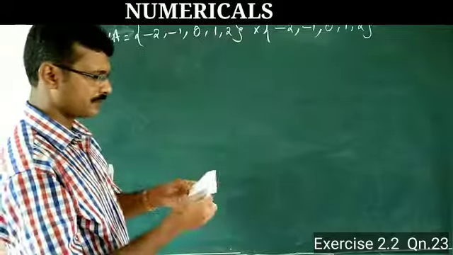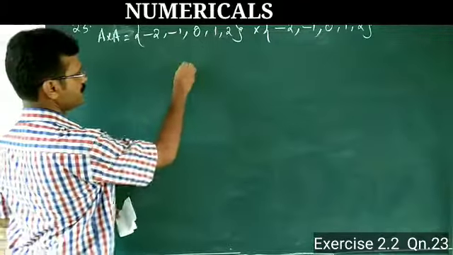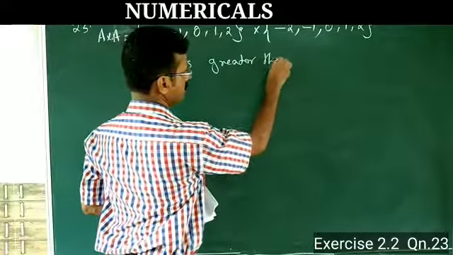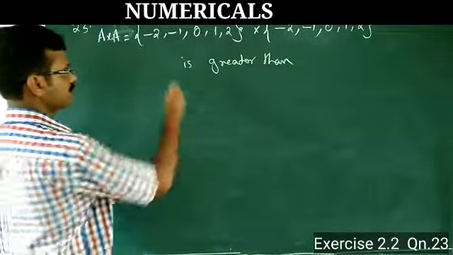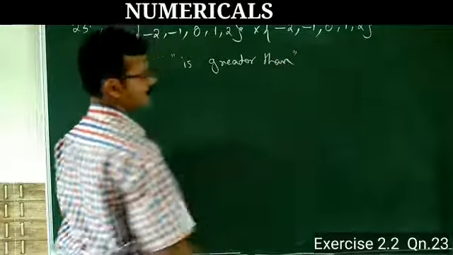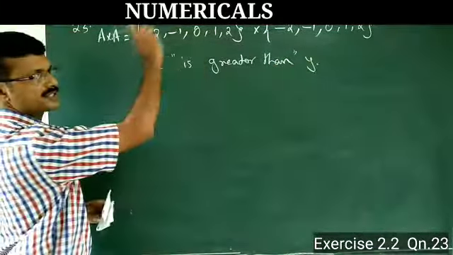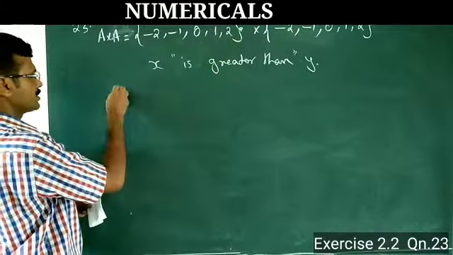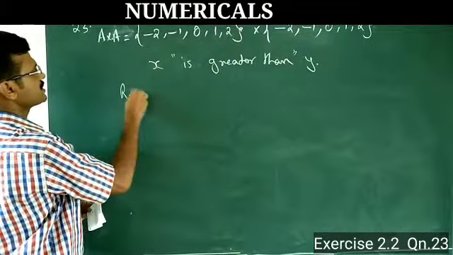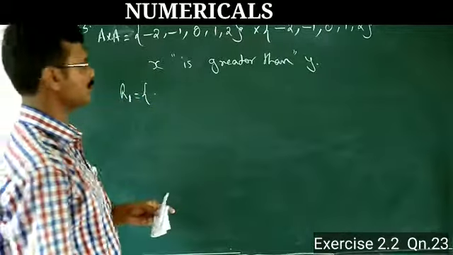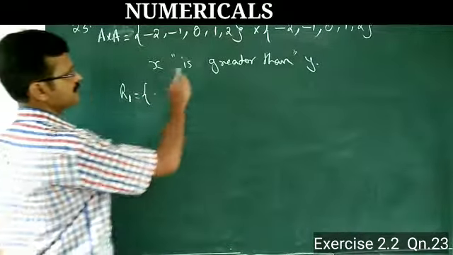In this we need only a few elements satisfying the condition is greater than. I am doing only the first part, which I have written as R1. The relation given is greater than. Its meaning is x is greater than y, which means the x component must be greater than the y component. So we need only such elements.